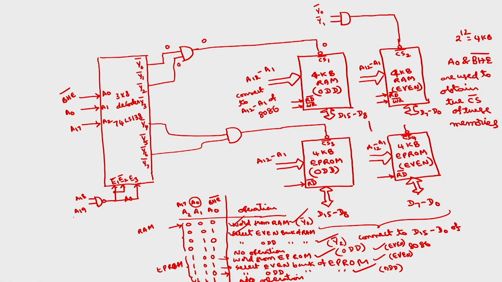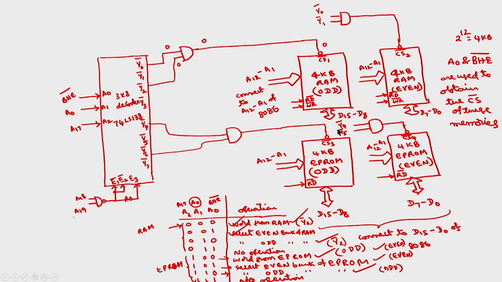Similarly, for chip select 4, another AND gate, you have to connect its output to the chip select. What will be the inputs? 4 and 5. This will be Y4 bar, Y5 bar.